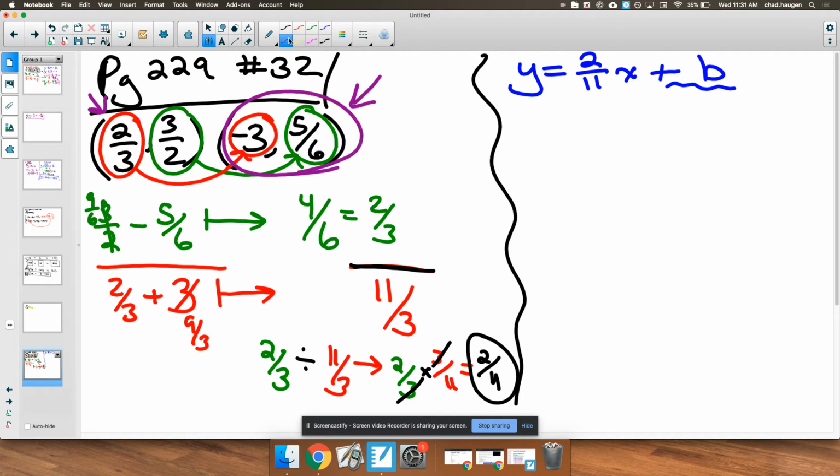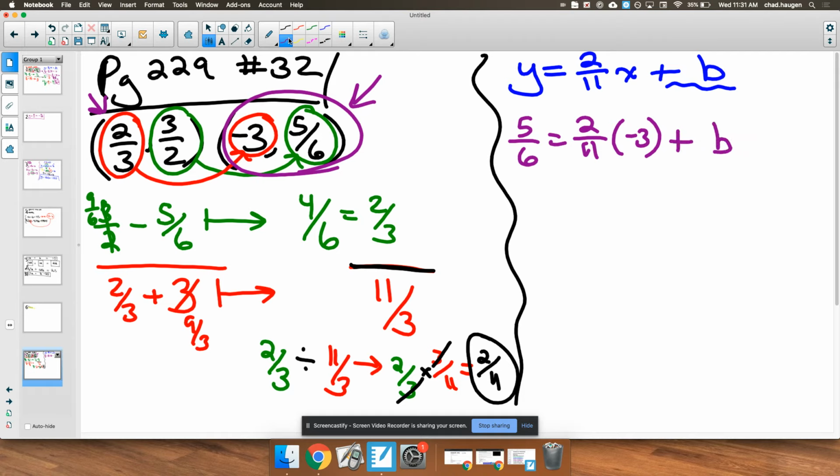And this is what I think somebody had asked. I forget who now. But somebody asked, how do you know what to plug in where? It's an ordered pair. X is first. Y is the second number. So -3 goes in for my x value. Right? 5/6 goes in for the y value. And then we just set the rest of it up. 2/11 times -3 plus b. And we solve for b.